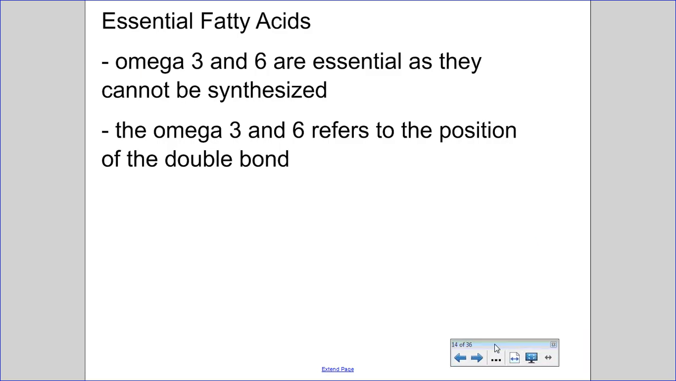So for essential fatty acids, there are two fatty acids that are considered essential because they cannot be synthesized. So there are the omega-3 fatty acids and omega-6 fatty acids. The omega-3 and omega-6 basically refers to the position of the double bond in the fatty acid.